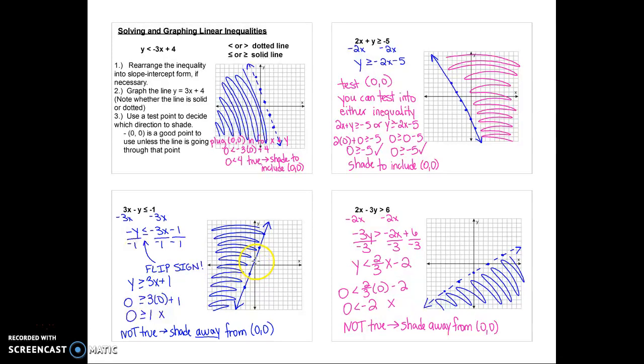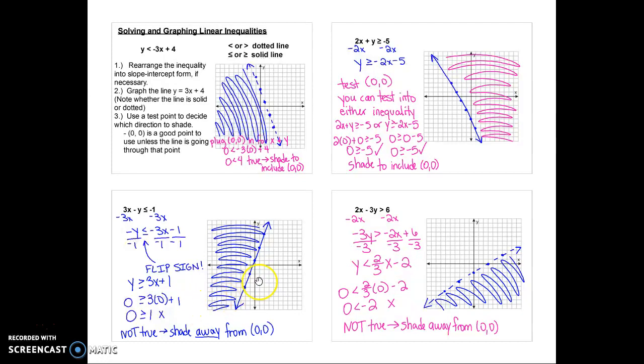Go to positive 1, plot a point for your y-intercept. Then your slope is a positive 3, so I go up 3 to the right 1, up 3 to the right 1, you keep going. Also, you can go the opposite direction, down 3 and left 1. Again, it's a solid line for this equation because it was greater than or equal to. So I have a solid line, and then again, pick a test point.